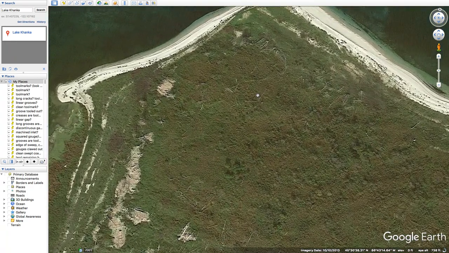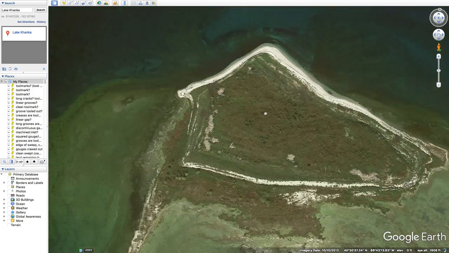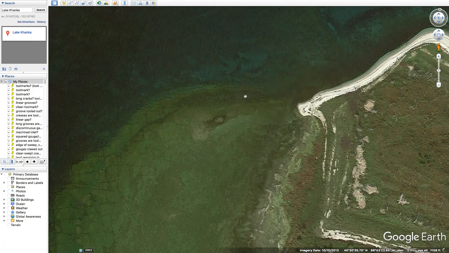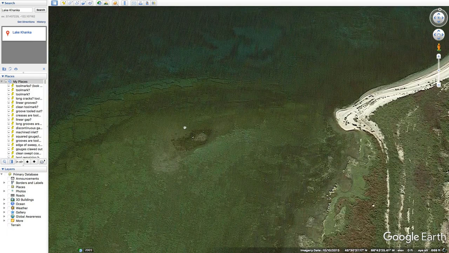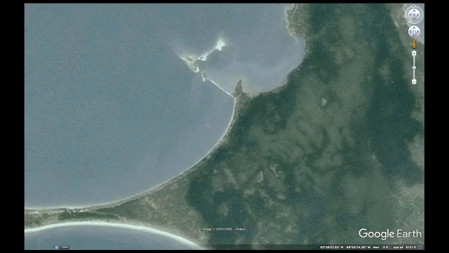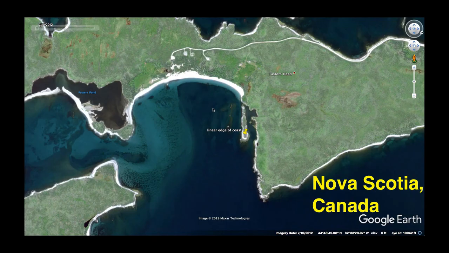Anything on this island? Nah. Maybe something there, maybe not. All right, let's cruise on to the next example. So Nova Scotia, Canada, linear edge of coast.